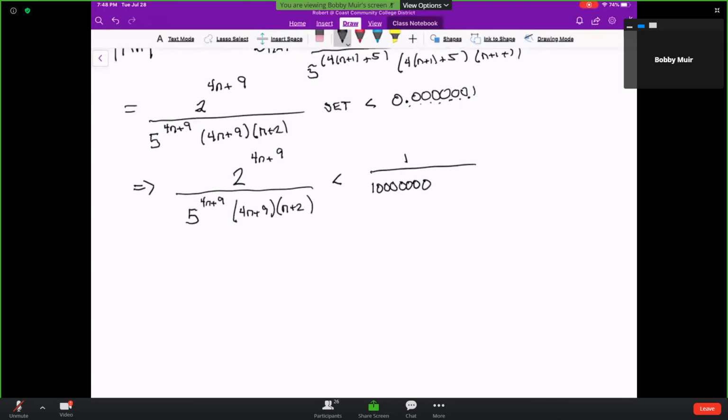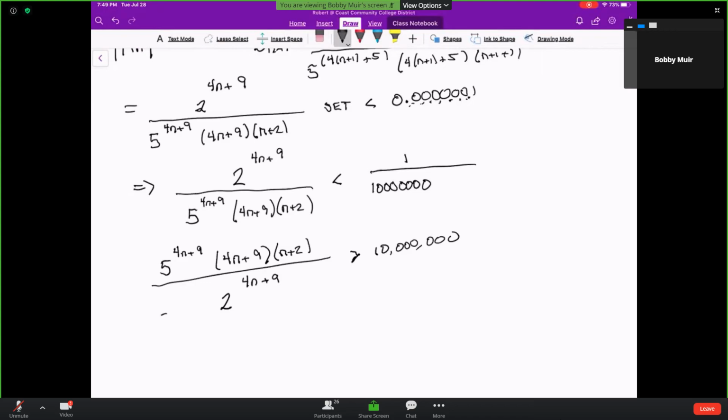So then when you flip this over, did I do that right? 0.1 when you flip it over is 10, 100, 1,000, 10,000, 100,000, a million, 10 million. So that means that 5 raised to the 4n plus 9 times (4n plus 9)(n plus 2) divided by 2 raised to the 4n plus 9 has to be larger than 10 million. Okay, so you just start experimenting.